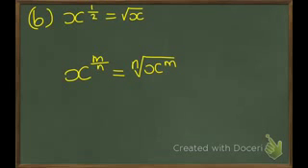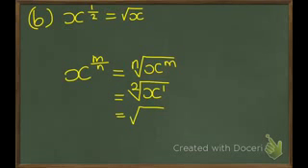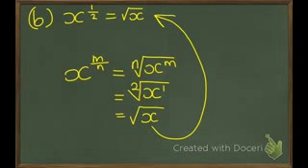Now, in this case, m is 1 and n is 2, so let's substitute that in. What we would get is the second root of x to the power of 1. Now, this is equal to the square root of x to the power of 1, and x to the power of 1 is simply x. So therefore, that is how I got to that. Okay? Now, let's try part C.